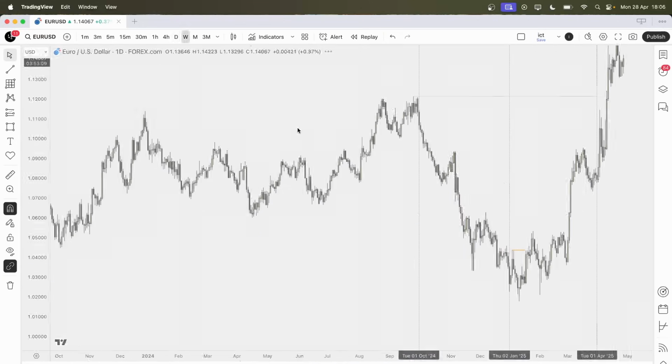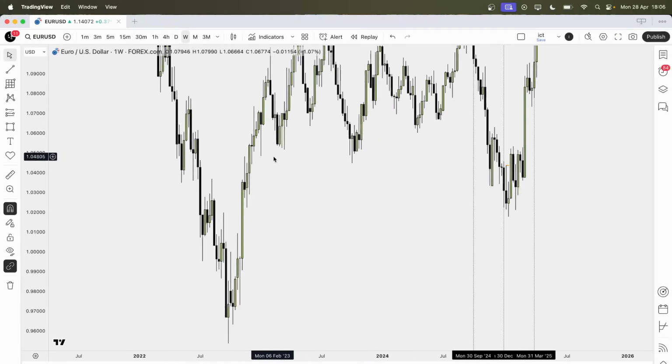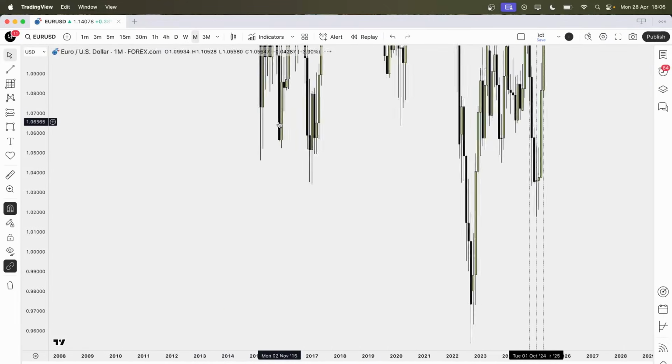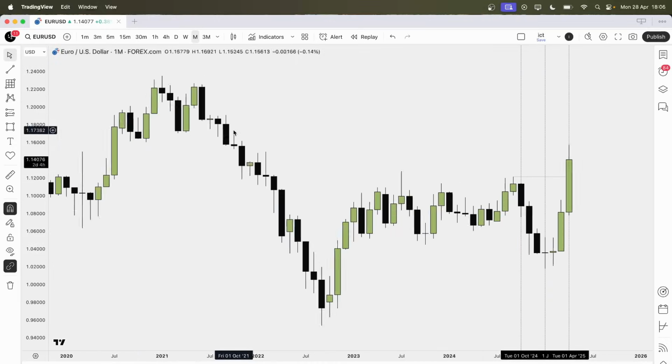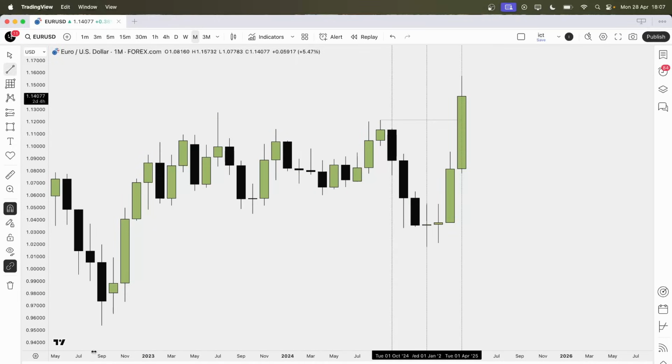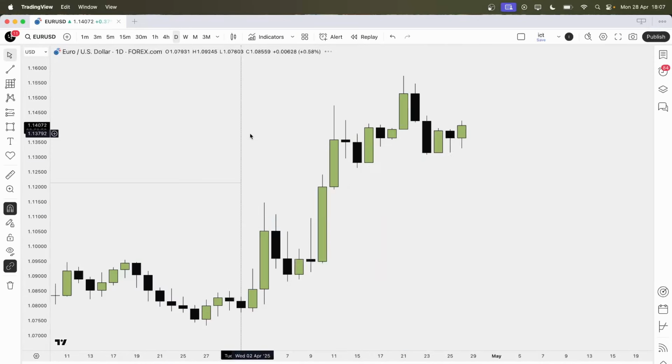Why is it set to expand? Higher time frame key level. Do you see how it's blending together? What's the higher time frame key level? The fair value gap back here. So this quarter came down into a key level. The next quarter is set to expand.